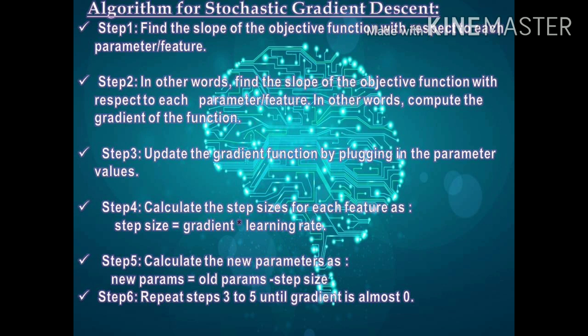Step 4. Calculate the new parameters as new parameters equal to old parameters minus step size. Step 5. Repeat steps 3 to 5 until gradient is at most 0.